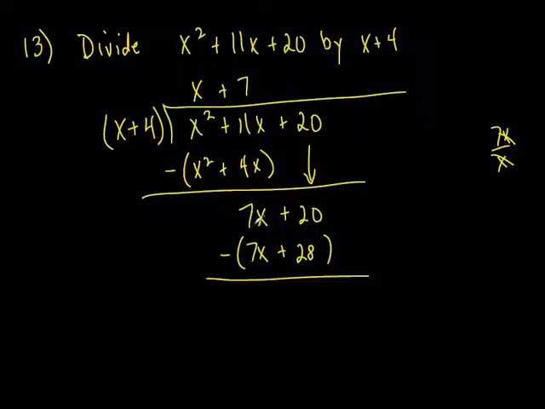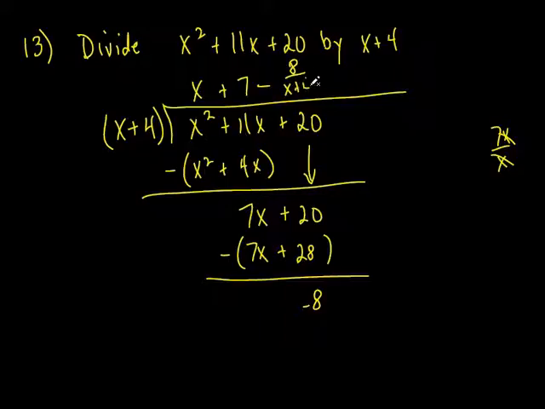And then subtract. 7x minus 7x is 0. 20 minus 28 is negative 8. Bring down the next number. Well, there is no next number, so guess what that is? That's my remainder, isn't it? Because x doesn't divide into negative 8. So that's my remainder. How do I write my remainder? Well, it's a negative 8, so I'm going to put minus 8 over x plus 4.